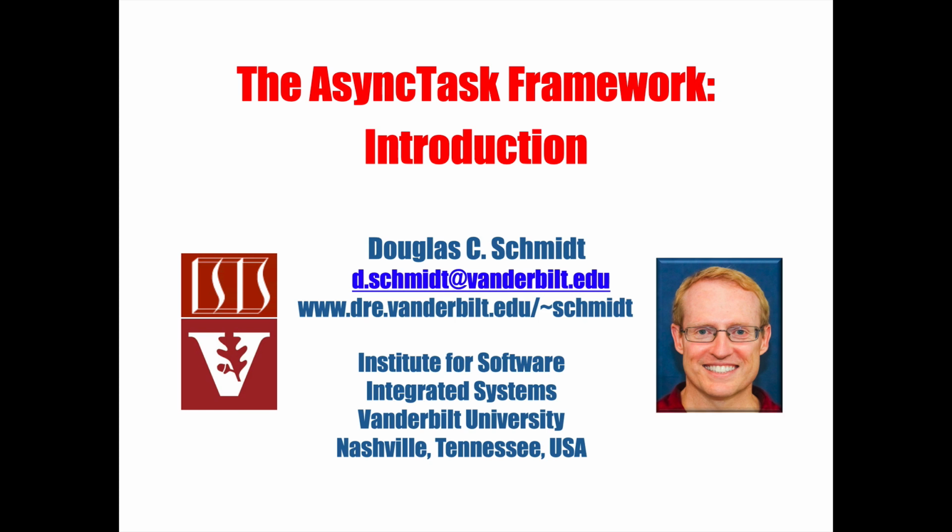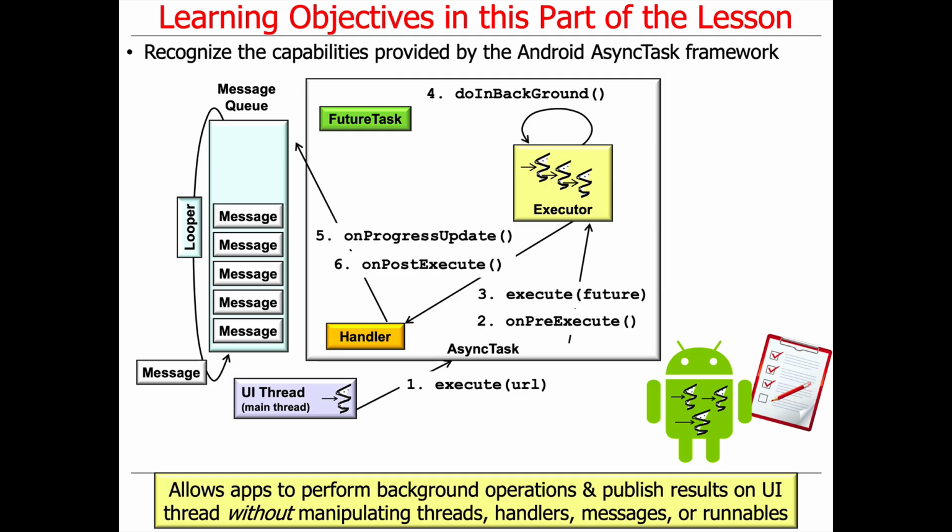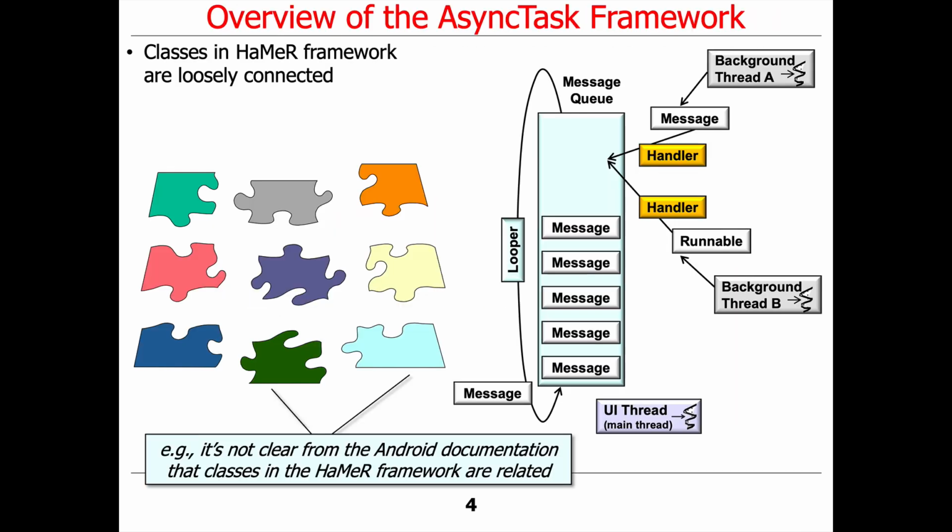Now that we've given you an overview of Android concurrency frameworks and motivated why we need them and what constraints they address with the Android system, let's zoom in on the Android AsyncTask framework. I'll start by giving you an overview of the capabilities it provides. In a nutshell, it allows apps to perform background operations and publish results on the user interface thread without requiring application developers to explicitly manipulate threads, handlers, messages, or runnables.